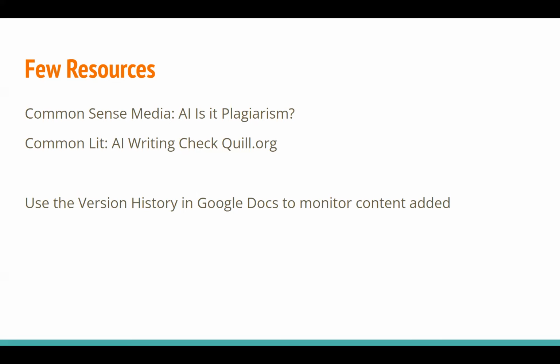They say it's accurate, but it says it will check if it is a human written essay versus a bot written essay. So you can play around with that and see. And again, if you just type these into a Google search, it will populate those. Common Sense Media, is it plagiarism, and then the Common Lit AI writing check. And then again, we've always had the version history, but this is how you can monitor the content added for your students to make sure they're not at that top level, that number 7, and they're just copying and pasting directly from ChatGPT.